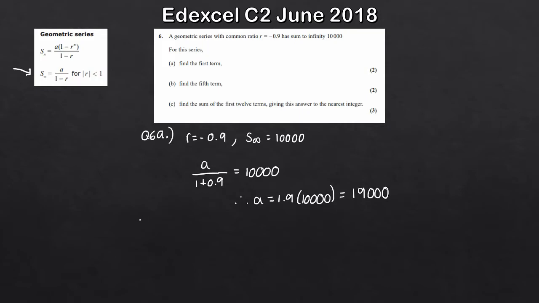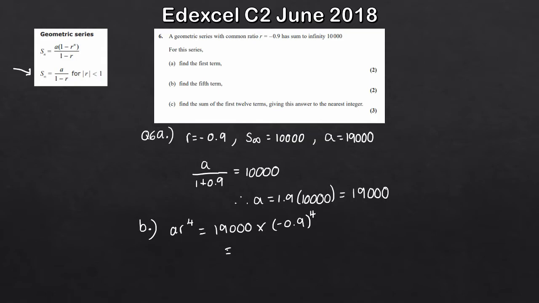Part B, we're asked to find the fifth term. So again, just using basic formulas, basic understanding of the geometric series. If we want the fifth term, we're using nth term notation, so that would be AR to the 4. Okay, we've got A, so let's just write A at the top. It's 19,000. So summing everything in, that's going to be 19,000 times R, which is minus 0.9, and we raise that to the power of 4 here, like we can see.